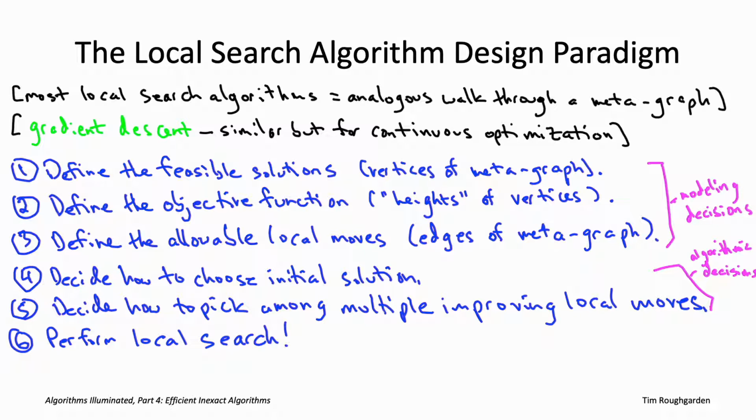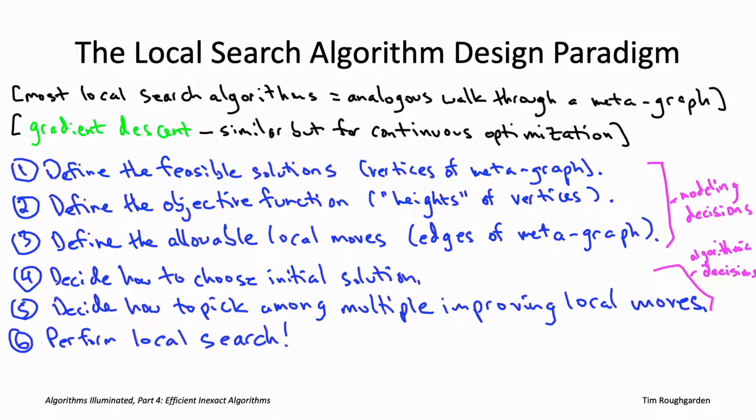So that would be m choose k different feasible solutions for maximum coverage. Step 2, defining your objective function. Not much to say in our running examples. TSP, by definition, it's the total cost. Makespan minimization, it's the makespan objective, and maximum coverage, it's the coverage objective that you want to maximize.